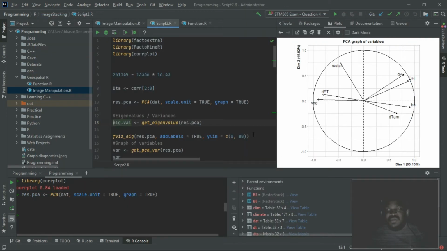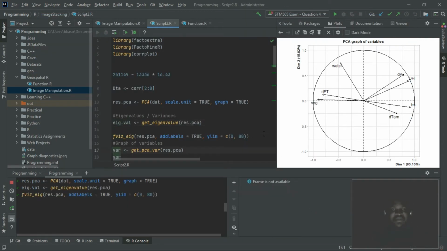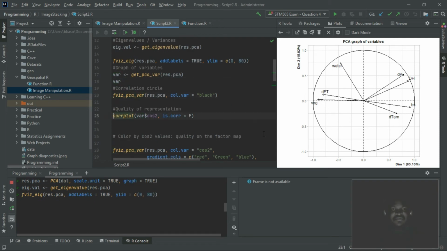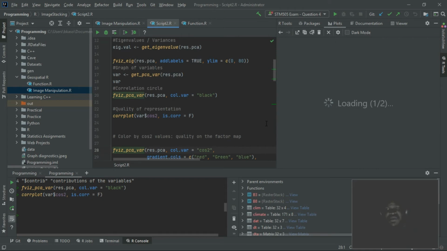So we can try and plot the remaining of our variables to see what they give us. So if we plot, let's say the correlation plot, let's plot the correlation plot and see what happens.